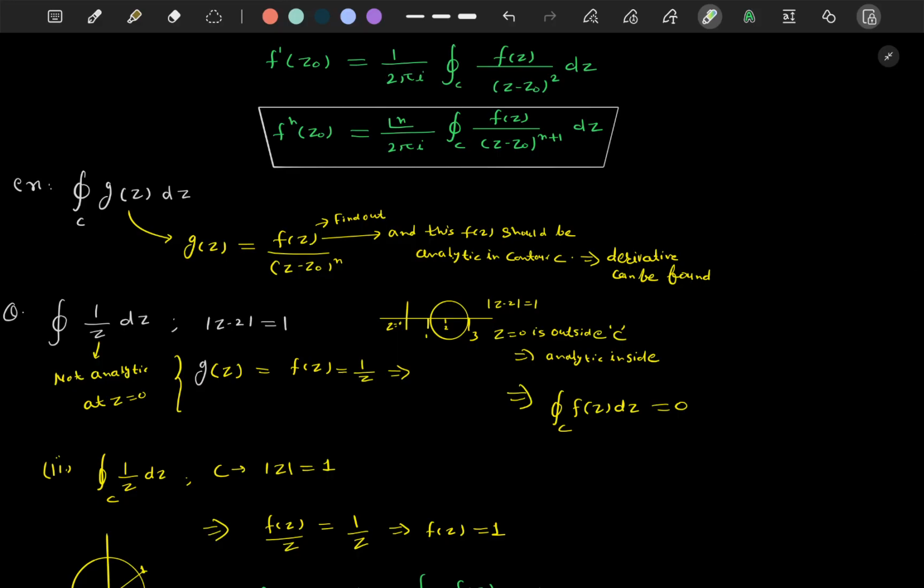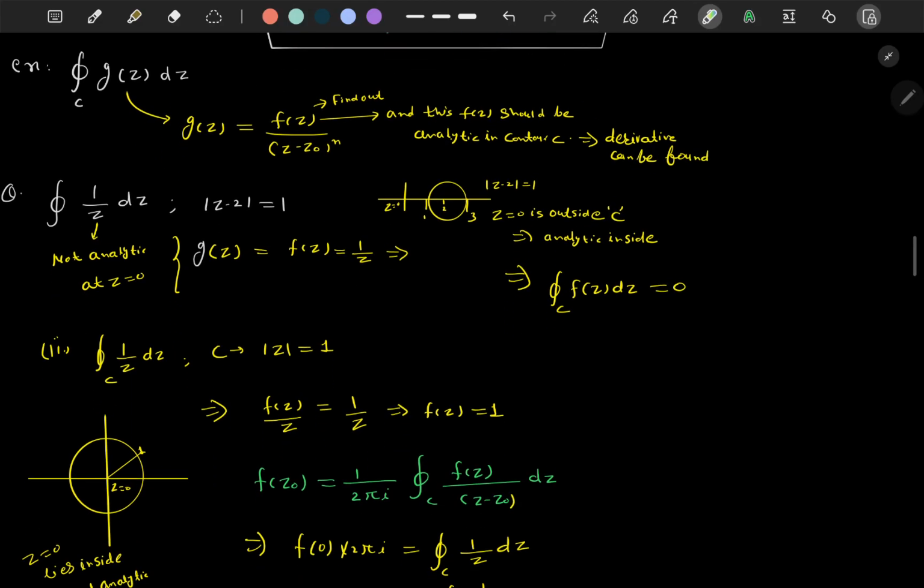What does it mean? It means, suppose we have a function g(z), and g(z) can be written as f(z) by (z minus z naught) raised to the power n. So we have to arrange g(z) in terms of f(z) and (z minus z naught) in a way that f(z) should be analytic in contour C. Let's understand it by example.